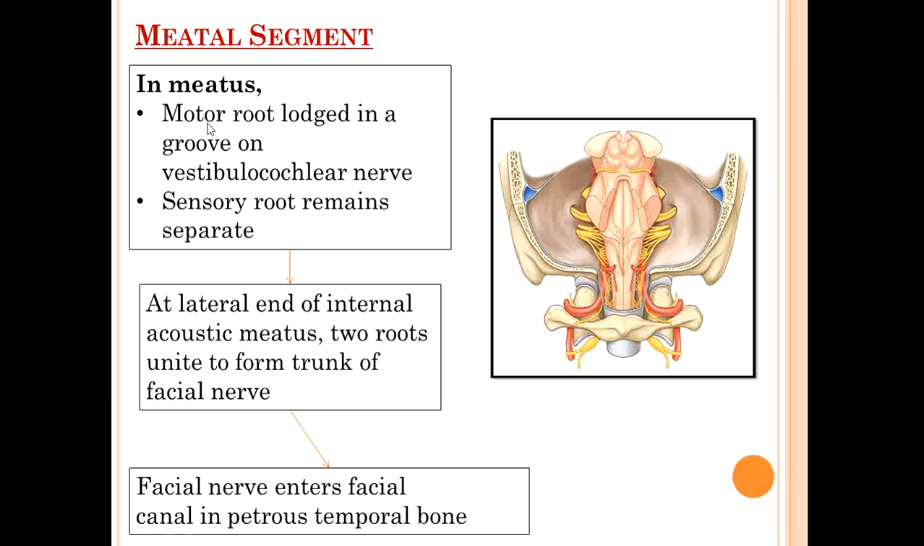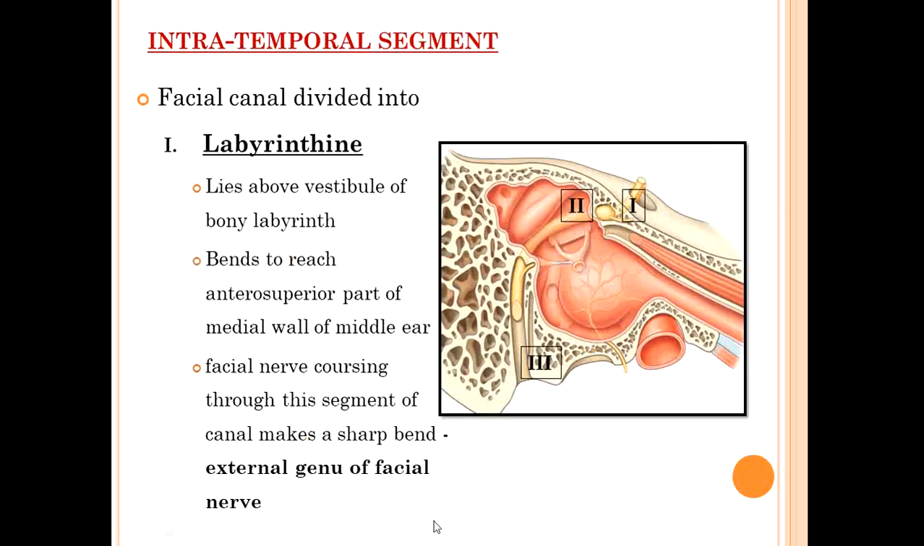Okay, so in the meatus, the motor root is lodged in a groove on the vestibulocochlear nerve, and the sensory nerve root will remain separate. Okay, so at the lateral end of the internal acoustic meatus, the two roots unite to form the trunk of the facial nerve. Now this facial nerve will enter the facial canal in the petrous temporal bone. So you can see here, can you see this thick root? This thick root is the motor root, this one is the sensory root, and they both are forming a single nerve, that is the facial nerve, and that is entering the facial canal.